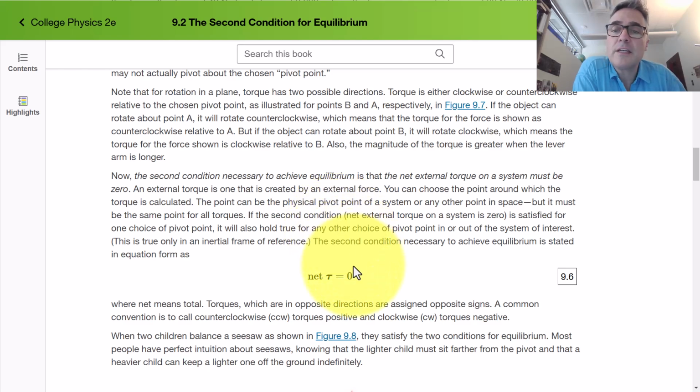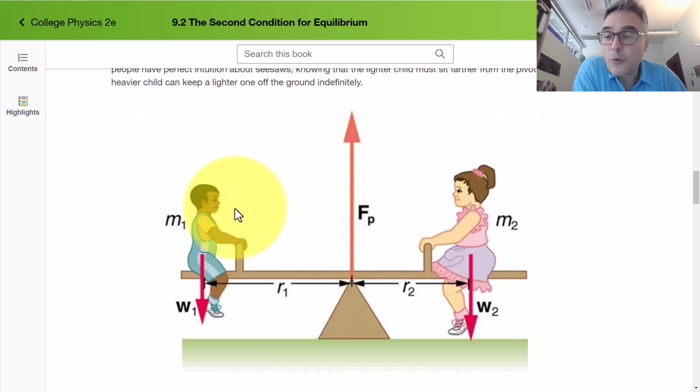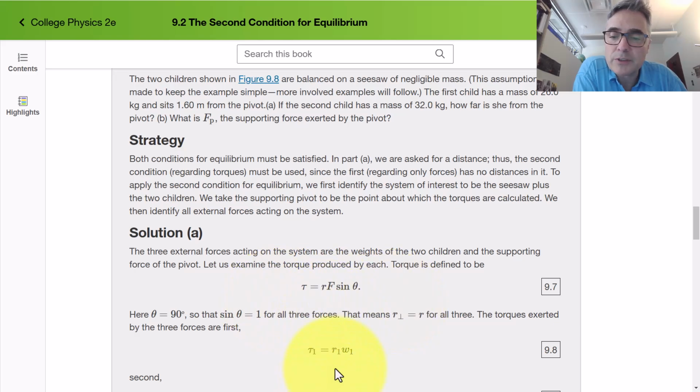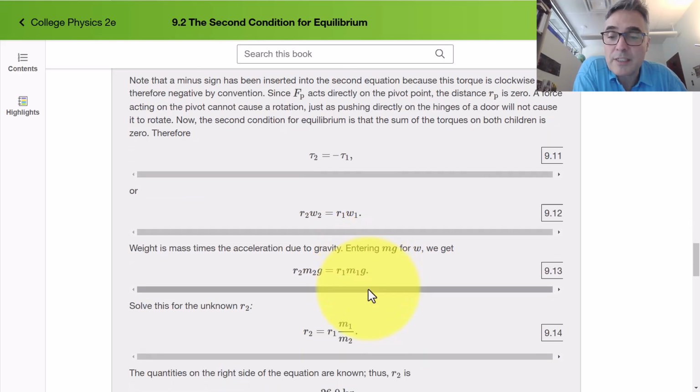And the second condition necessary to achieve equilibrium is that the net torque is 0. So, for example, we can analyze this situation with two children on a seesaw. You might say that, for example, the torques have to equal 0. You can find the torques from each of them and work out the distances.